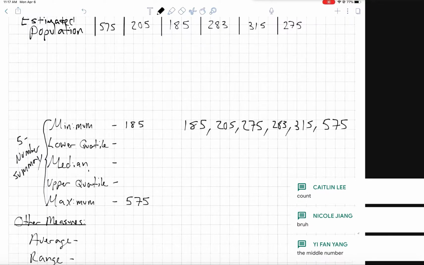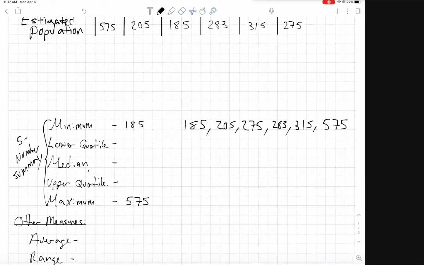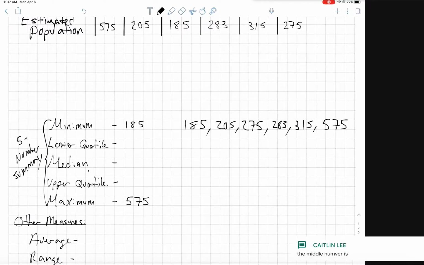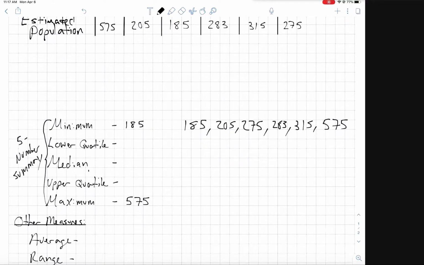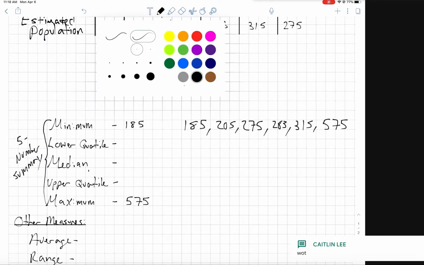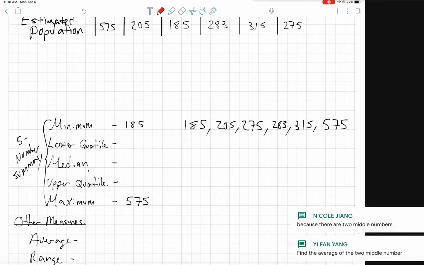Count? Caitlin, what do you mean count? The middle number. Okay, Caitlin, can you tell us the middle number? Do you want to turn your mic on and tell us what the middle number is? Or anyone else want to give their input into what this middle number is, the median? 279. I don't even see 279. Does anyone have an idea how she came up with 279 if we don't see it there? Because there are two middle numbers.